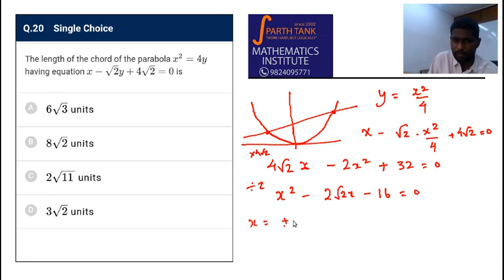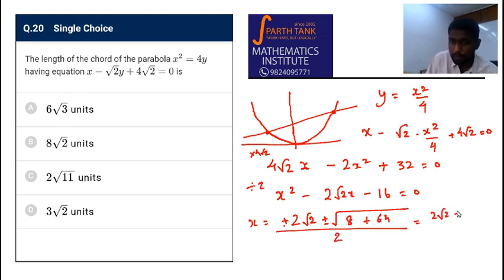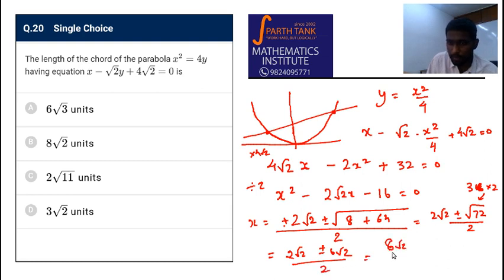So what will be the roots? x is 2 root 2 plus or minus square root of 2 root 2 squared, which is 8, minus 4 into 16 would become plus 64, by 2a which is 2. So this is 2 root 2 plus or minus root 72 by 2. 72 is 36 times 2. So 6 root 2. So it is 2 root 2 plus or minus 6 root 2 upon 2. So it is 8 root 2 by 2 or minus 4 root 2 by 2.